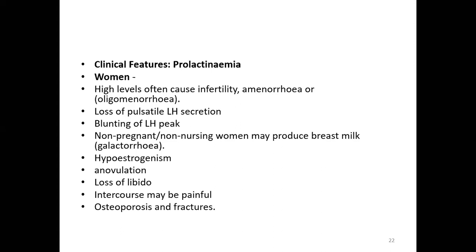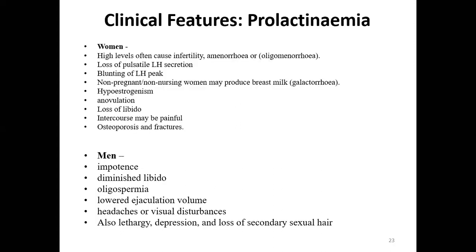Aside from that, because of the increased prolactin levels, the woman will be producing breast milk when she's not pregnant. So we call that galactorrhea. So these clinical features suggest that someone has prolactinemia. Now, this is in females. In males too, the same thing. It has to do with fertility issues. So impotence, diminished libido, oligospermia.